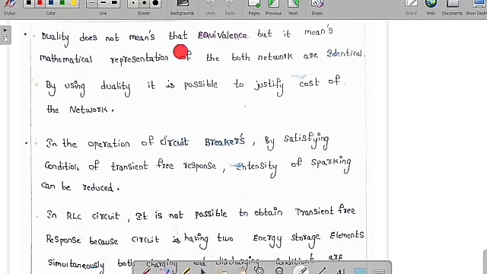Duality does not mean equivalence, but it means the mathematical representation of both networks is identical. Duality means the circuits are not equal, but the mathematical expressions of the circuits are equal. By using duality, it is possible to justify the cost of the network. By using duality, we can know whether a mechanical or electrical system is applicable, since for every mechanical system an electrical system is also present. So the cost of that circuit can be easily approximated with the help of duality.